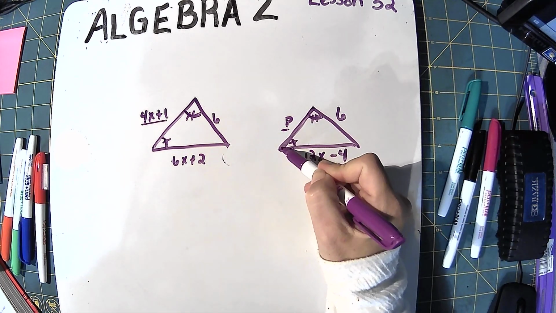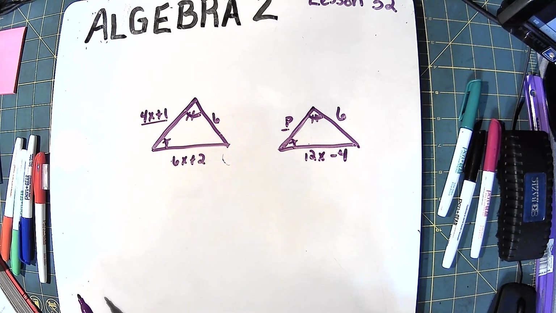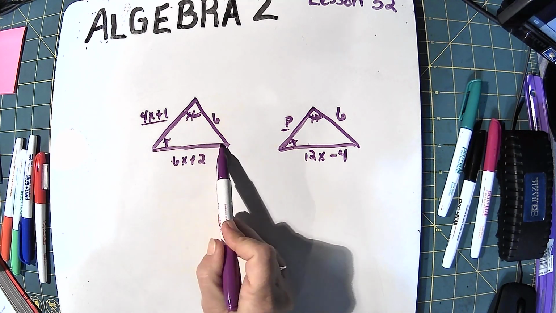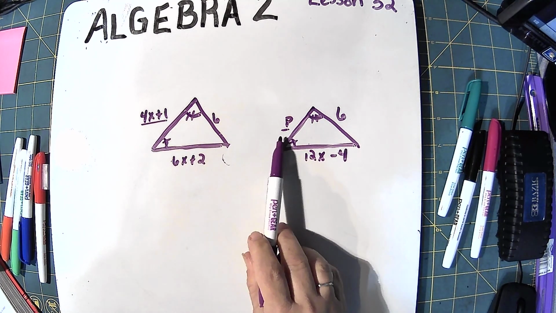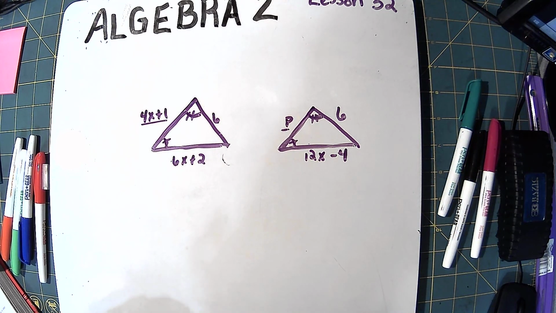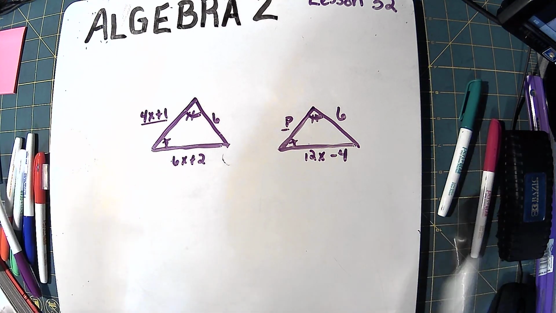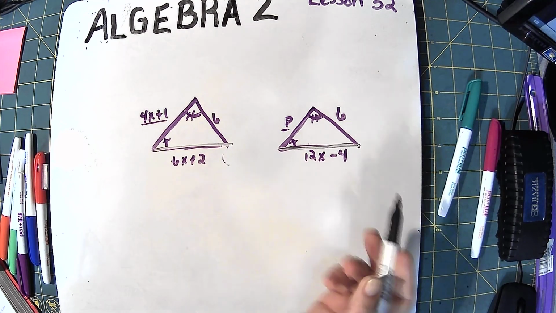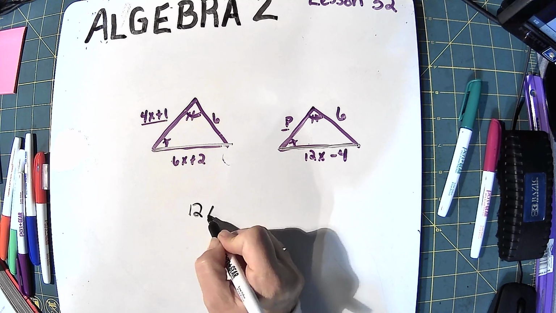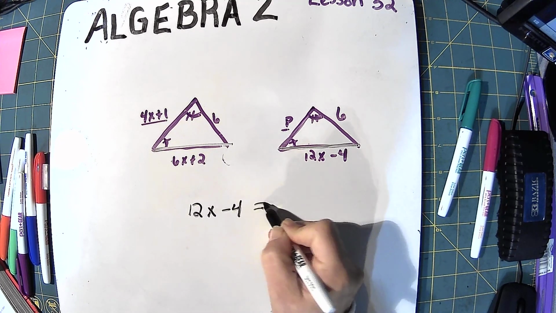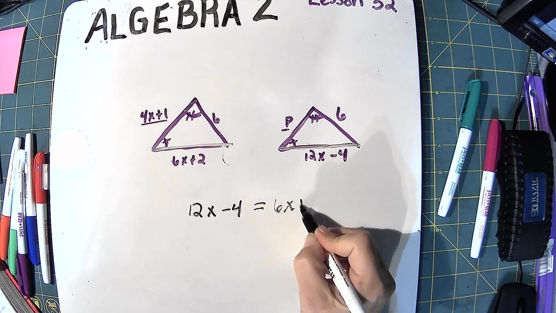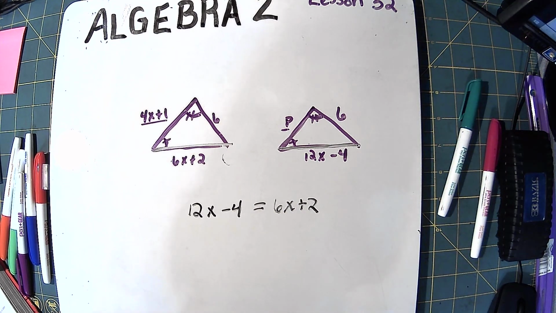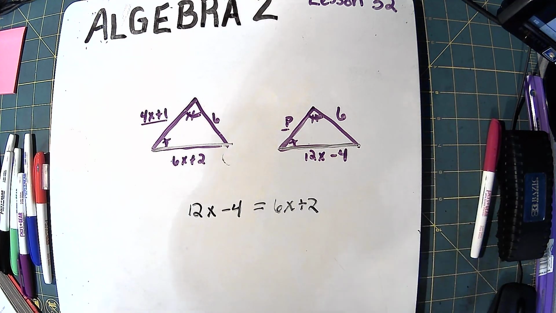This side right here is going to be equal to that side. That means that this is going to be equal to this. Now, we can't solve for P first. We're going to have to solve for X first. So we're going to solve for this bottom one first, this and this. So we're going to say 12x minus 4 is equal to 6x plus 2, because those lengths are equal. Now we're just going to try to solve for x.